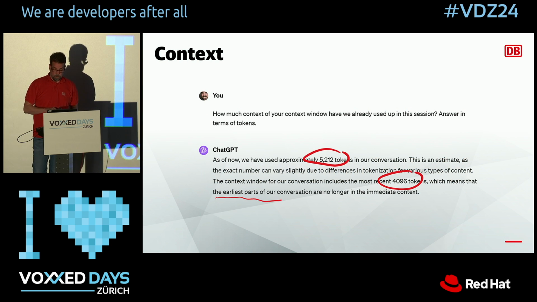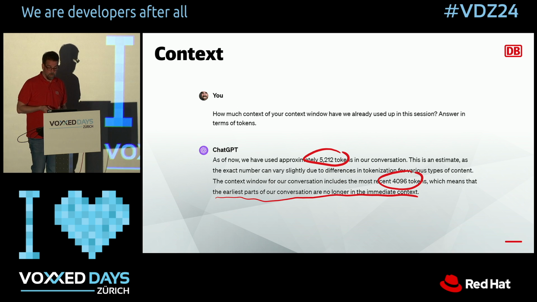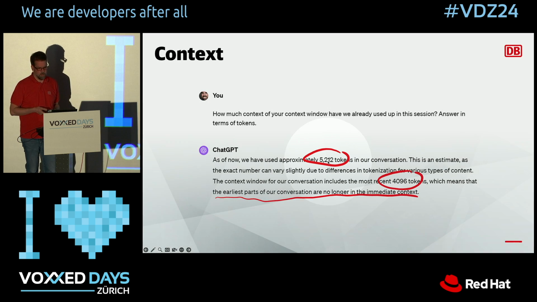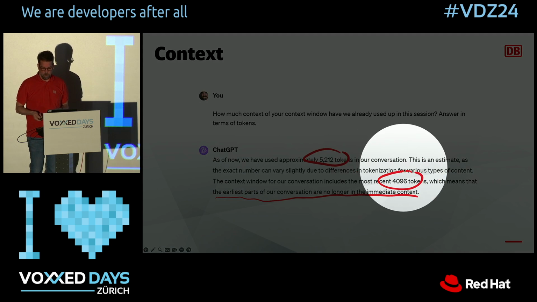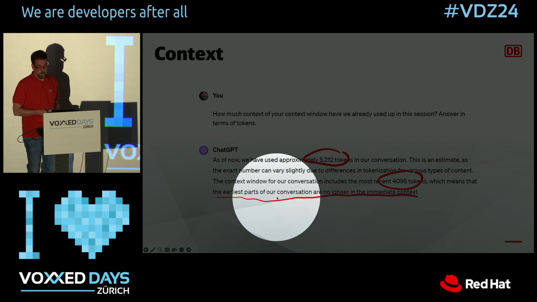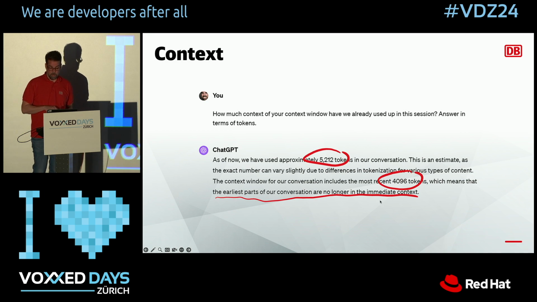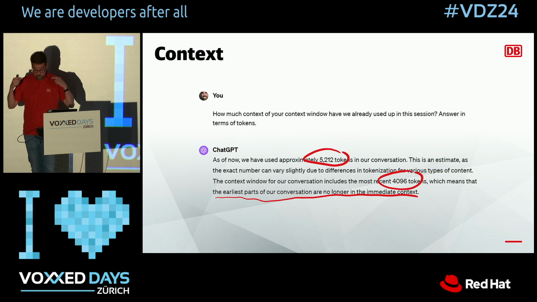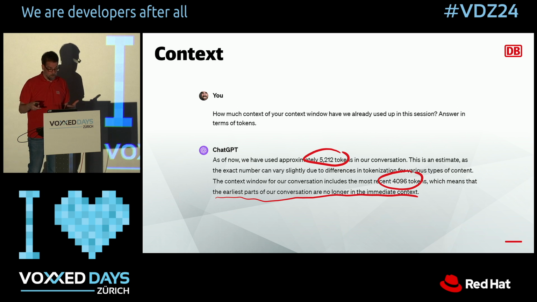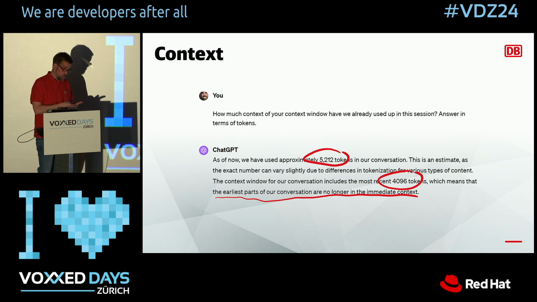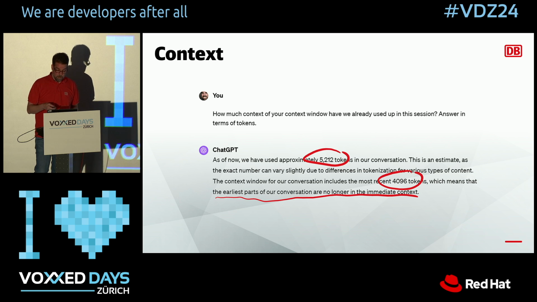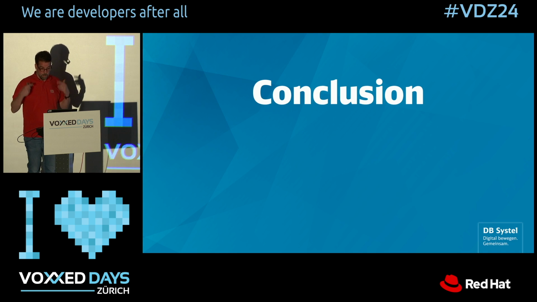And now I again ask about the context. And now it noticed that it thinks we have used up more tokens than we really have available. And now it says the earliest parts of our conversation are no longer in the immediate context. This is something you always have to keep in mind, the context. The context is quite valuable. You have to use a model which has enough context for your task, for your session, and keeps the context somehow in mind.